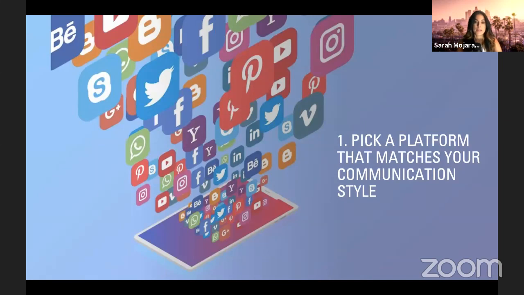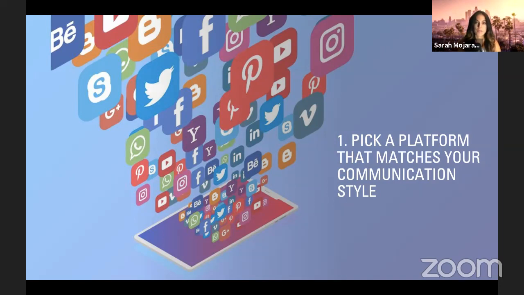First and foremost, I think it's important to pick a platform that's going to be matching your communication style. Pick one and do it well. Oftentimes, I'll meet with people and they will try to overextend themselves and be active on every single platform. But if your entire job isn't dedicated to being a social media influencer, you're going to burn out very quickly. So pick one and figure out which one fits your communication style.